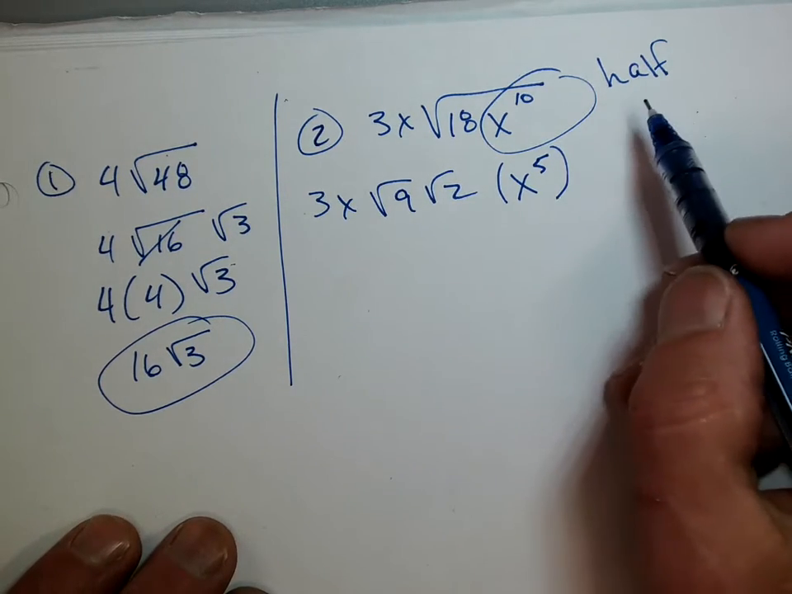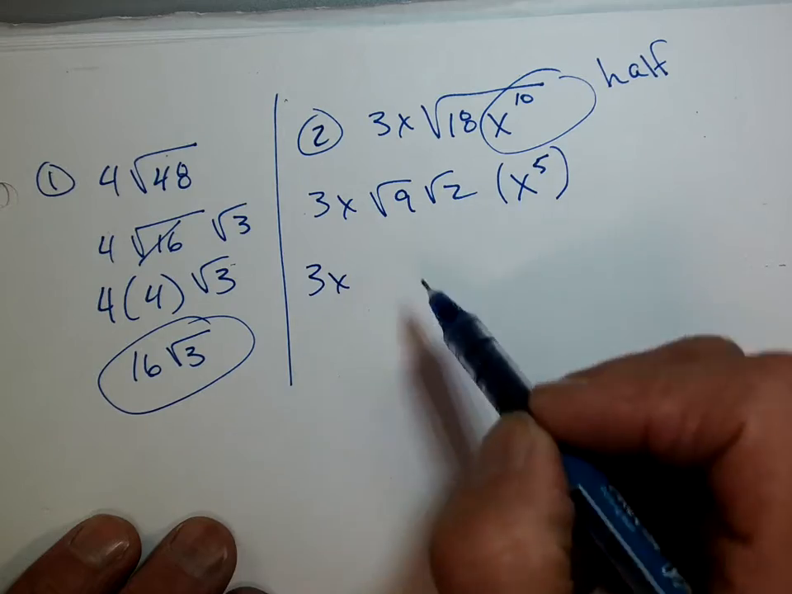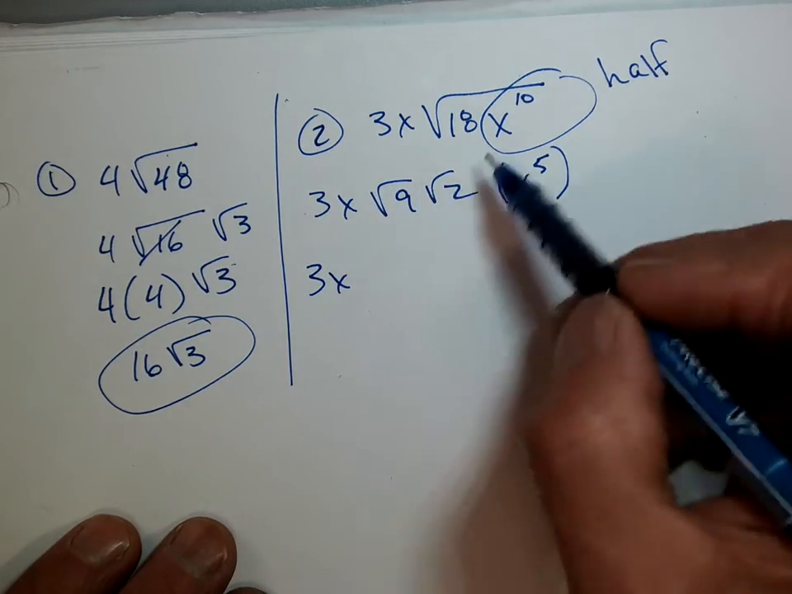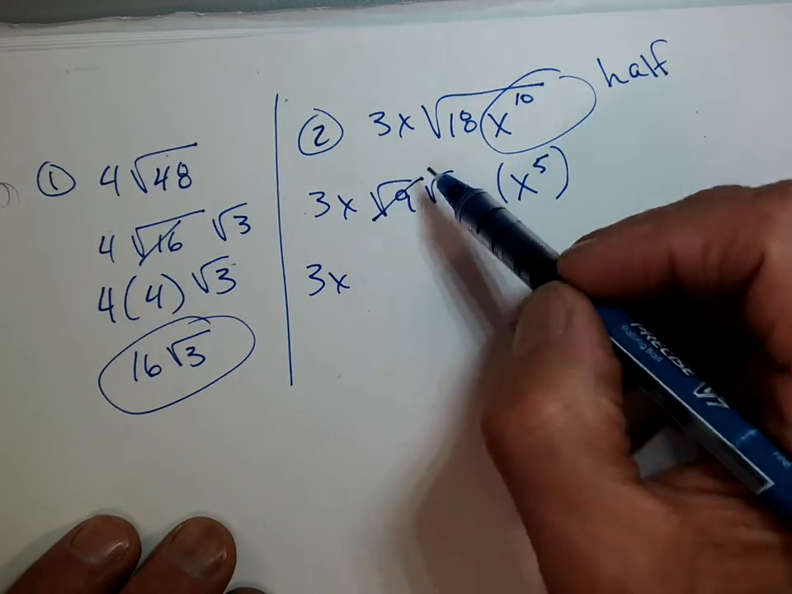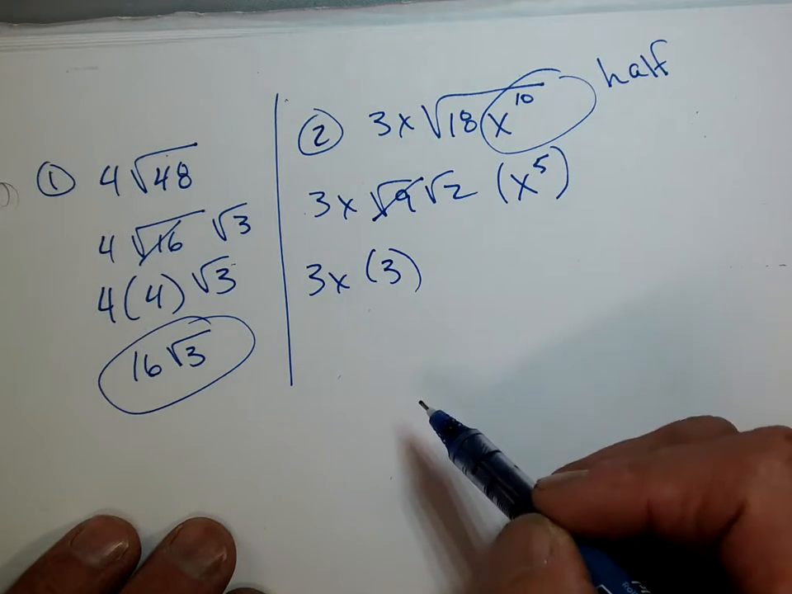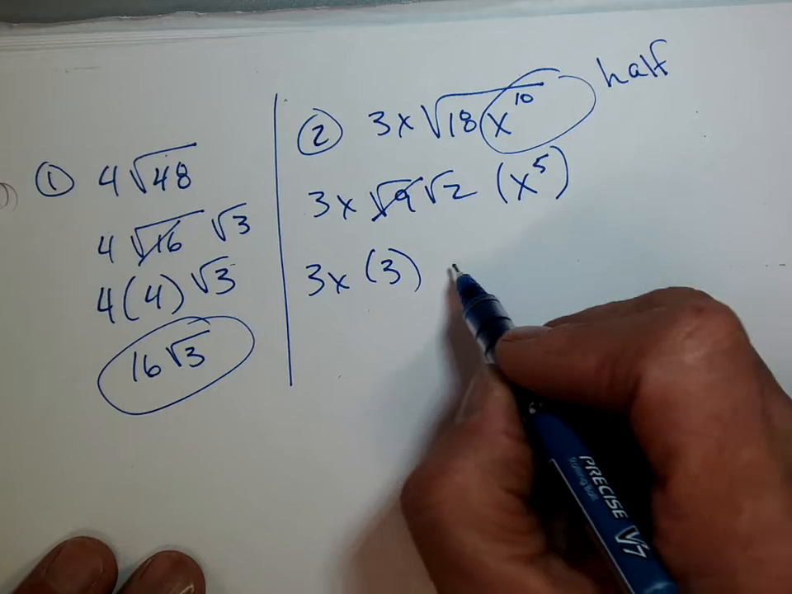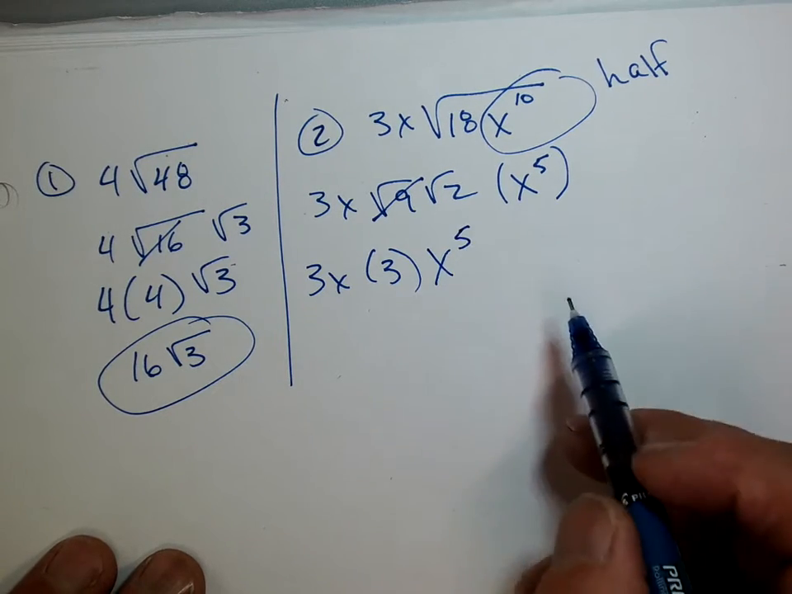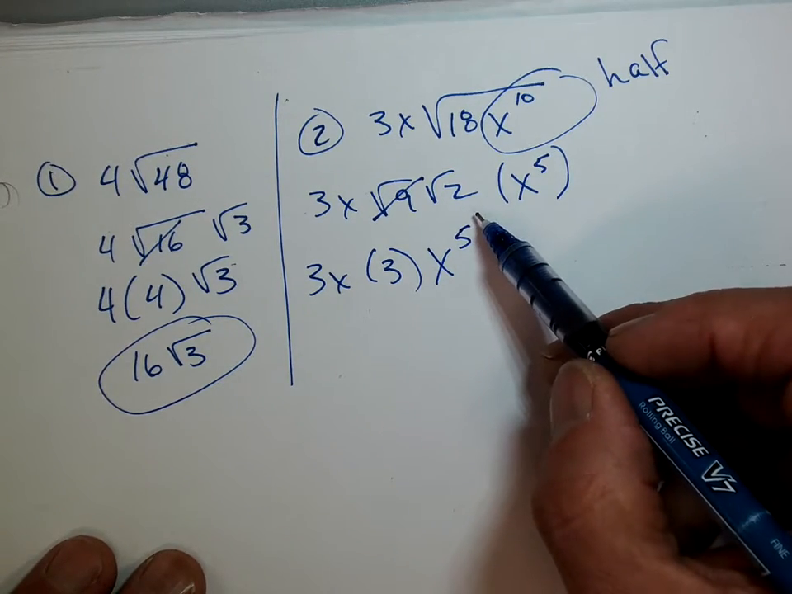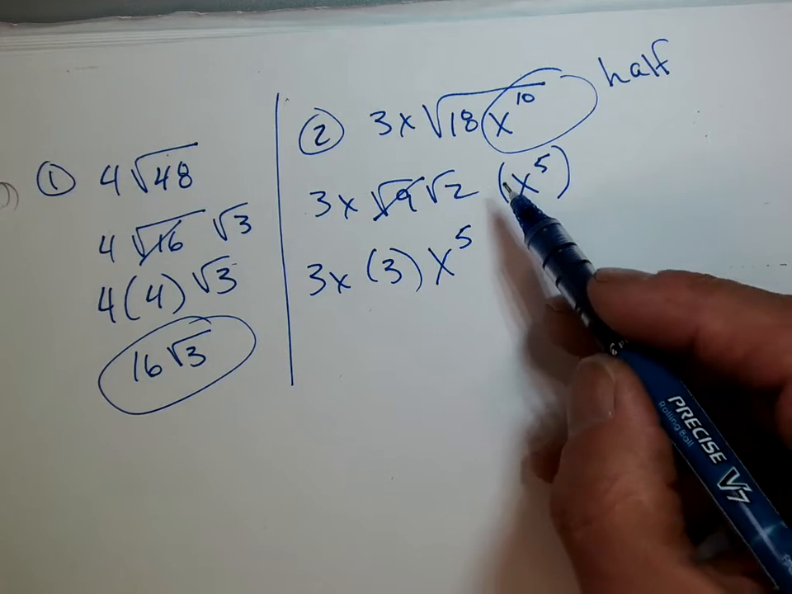It's been done. Now, 3x, right? Square root of 9. I know square root of 9 is just 3. This x to the 5th has been done, so I'm just going to write it down. And what's left over is this square root of 2, which is an irrational number. I'm going to leave it as the square root of 2.